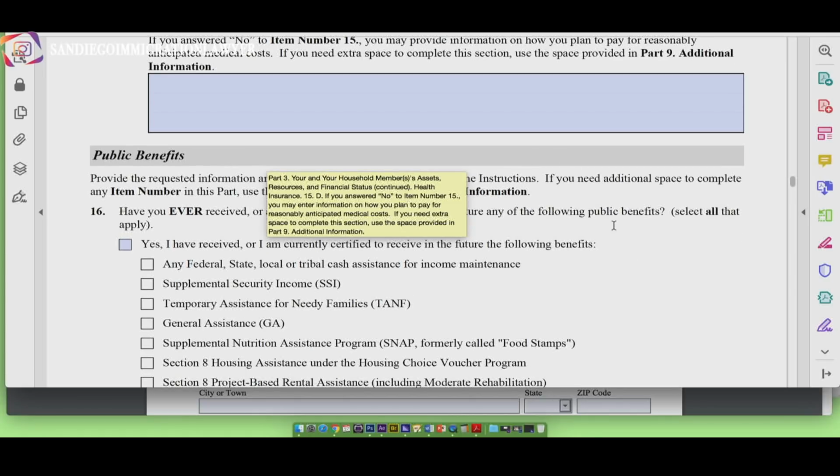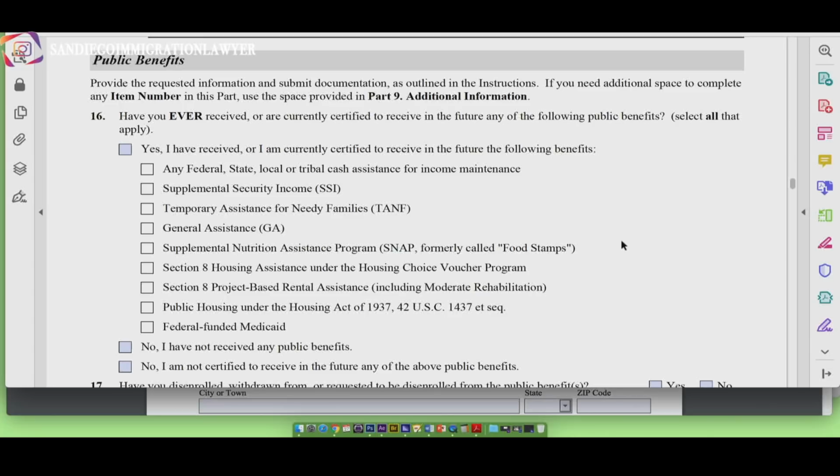Then we get down to public benefits, and this is where a lot of people are concerned because some people have received some type of public benefit, and some benefits that were not on the list previously are now considered to be a public charge. So some people, for example, before were living with a spouse who had Section 8 housing assistance. That is now considered a public charge. So you want to look at this list and answer carefully.